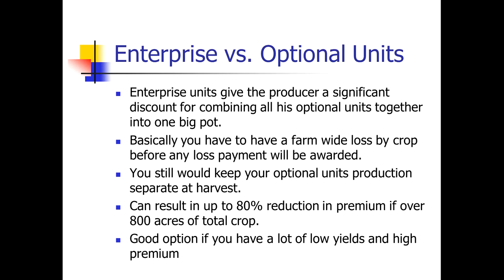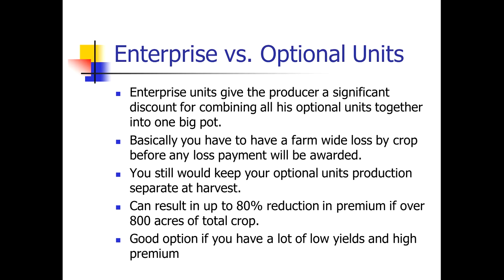So enterprise versus optional units. Enterprise units give the producer a significant discount for combining all of his optional units together into one big pot. This works really good if you have just a couple sections of land that are kind of one unit, or maybe they are even in one unit anyways. As long as we have 20 more acres and 2 or more sections, we get to qualify for this big discount. Basically, you have to have a farm-wide loss by crop before any payment will be awarded.